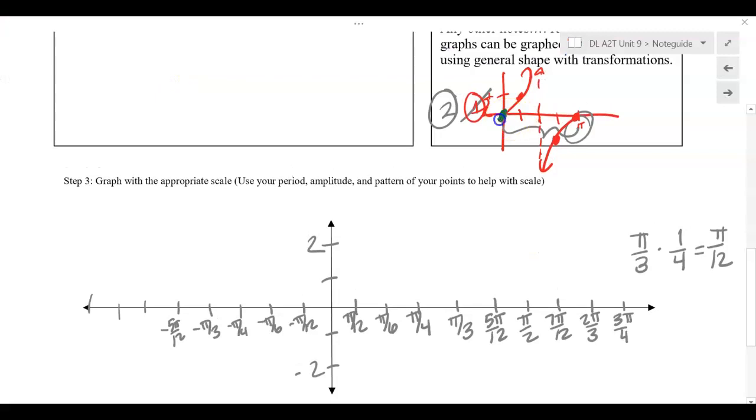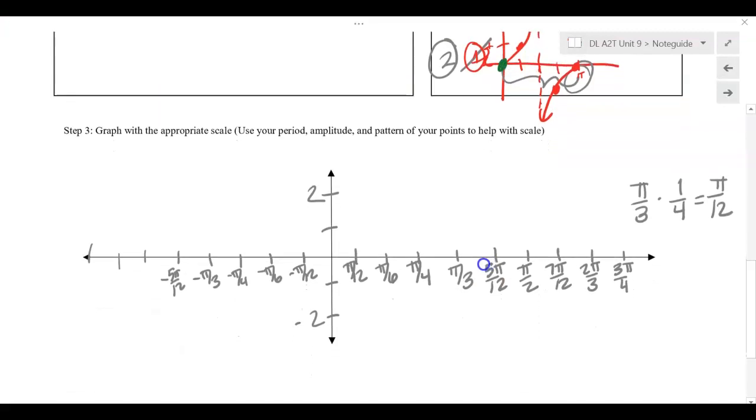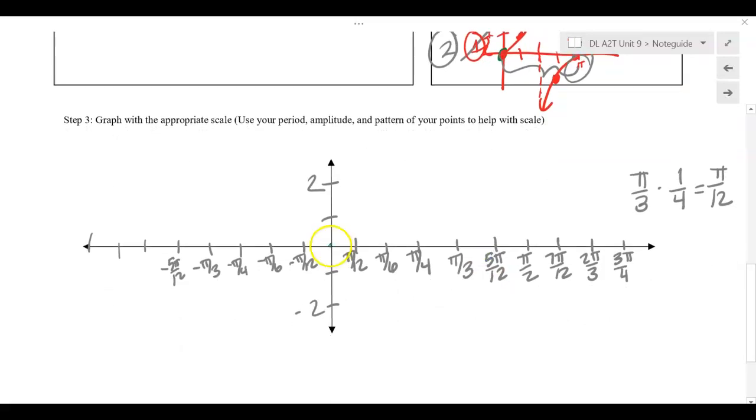And then, like I said, the midline wasn't moved up and down, and there was no shift left or right. So I do expect my first point to start right at 0, 0, and then just go through that pattern. But I expect a vertical stretch of 2. So this would be the first point. At the next mark, I would expect it to go up to 2 and then be undefined. And then from -2 back up to that mark.